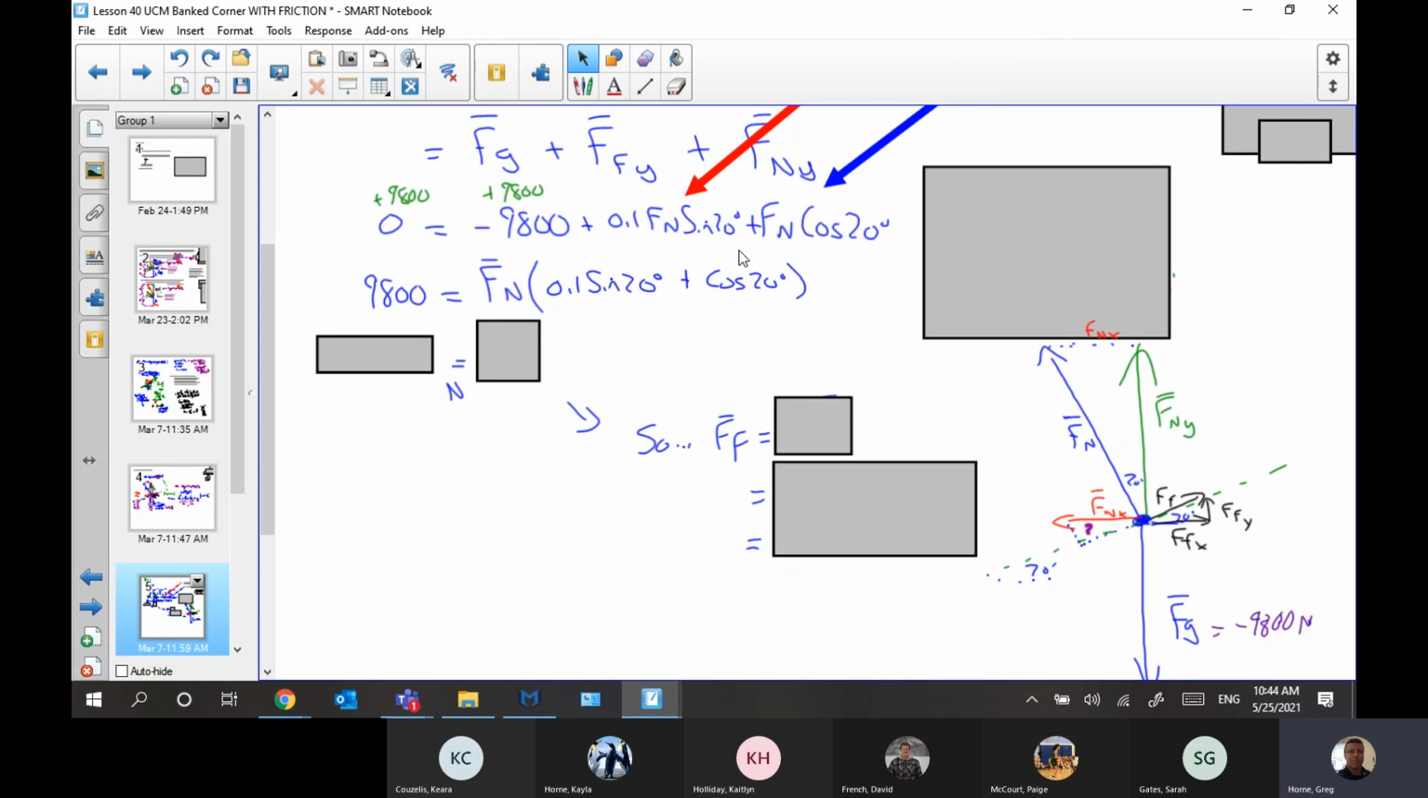Anyways, so the 9800's there, and we've got an Fn in both these terms. So mathematically, if I common factor that out, then I can solve for it, right? So basically, those just become numbers. I get determined values at that point, 0.1 times sine 20 plus cos 20, get that as a number, divide it out on both sides. Gives me a normal force of 10,062.7 newtons.